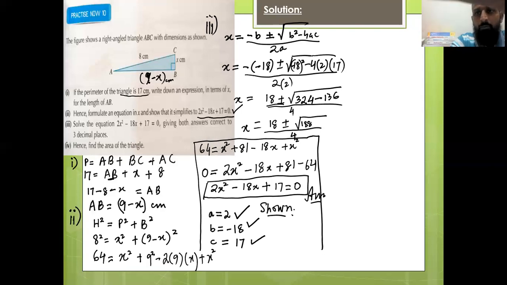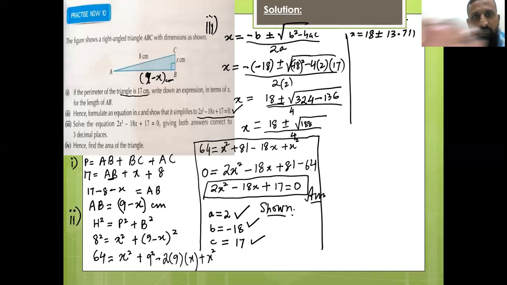Now furthermore, what can we do? We can simplify 188 by taking the square root, but because 188 is not a perfect square, we need to use our calculator. Root 188, the result is found to be 13.711. So x equals 18 plus minus 13.711. They ask us to give the answer correct to 3 decimal places, so that is the reason after the decimal point I'm taking 3 digits, 711, whole upon 4.